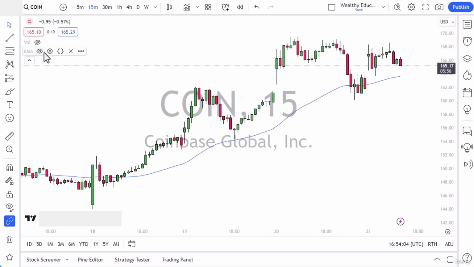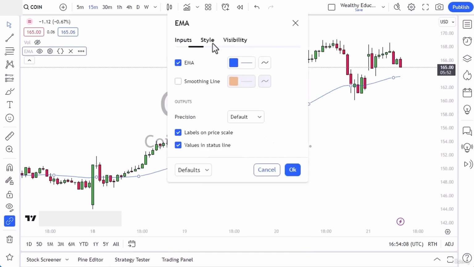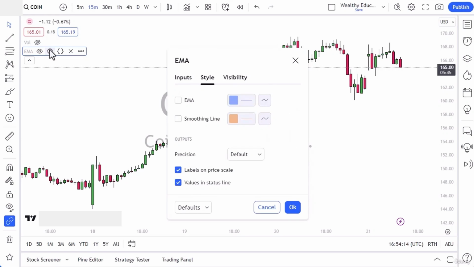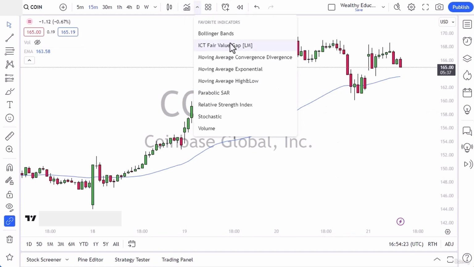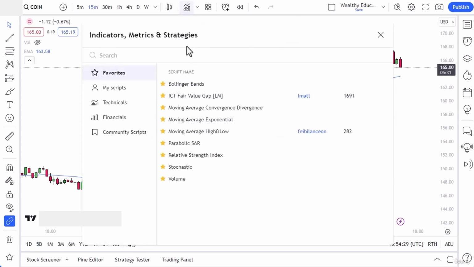Now, I'm going to tell you a secret that most people won't tell you, and that is that it doesn't make a huge difference most of the time. You have a scenario where here is your EMA, and let me go ahead and put a moving average here.